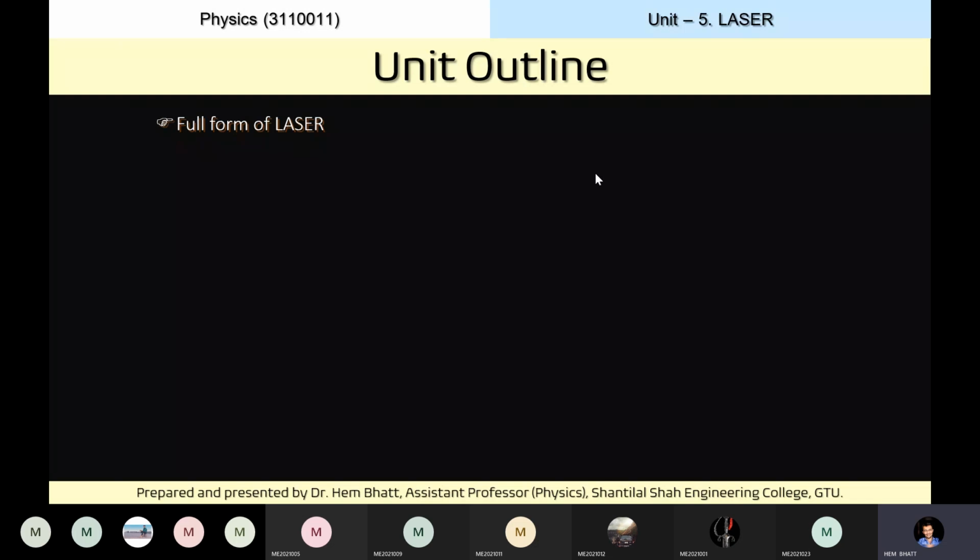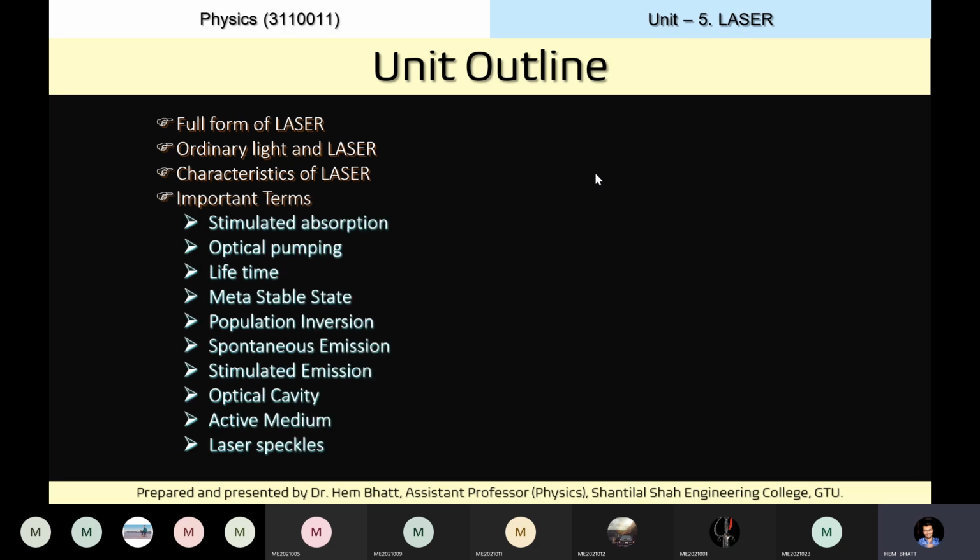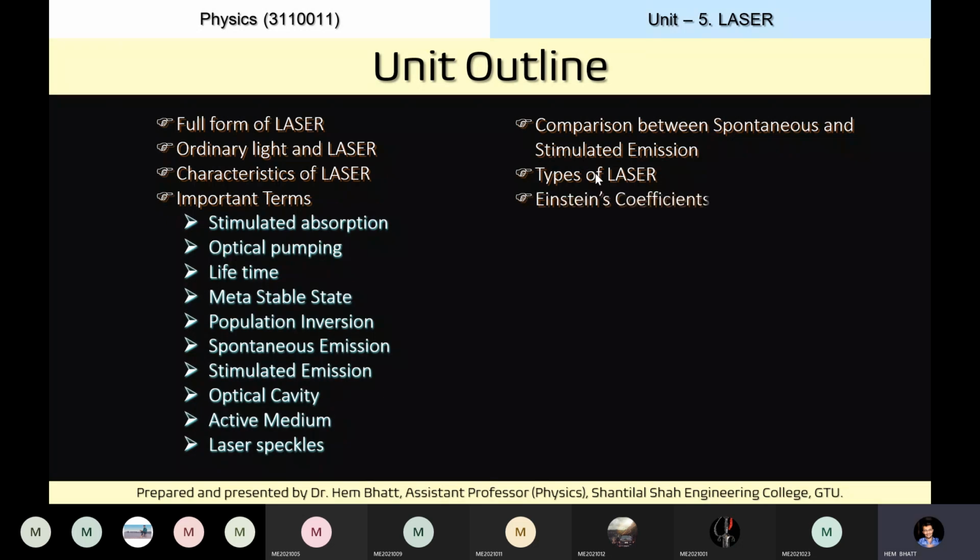You are supposed to know the full form of laser. Ordinary light and laser was the second topic. We covered this too in the first lecture itself. Then we had characteristics of laser. These are the terms which we are supposed to know to understand any laser. Then a very important topic of this unit is comparison between spontaneous and stimulated emission. Types of laser you are supposed to know. Then Einstein's coefficient, a very important topic from the exam point of view. Today we will be doing this topic.